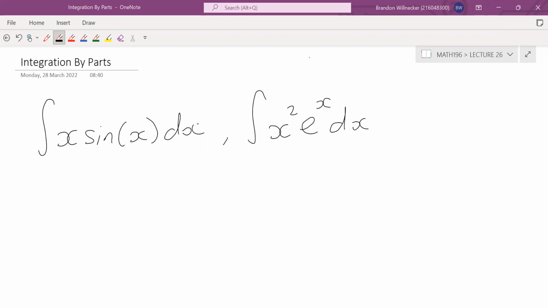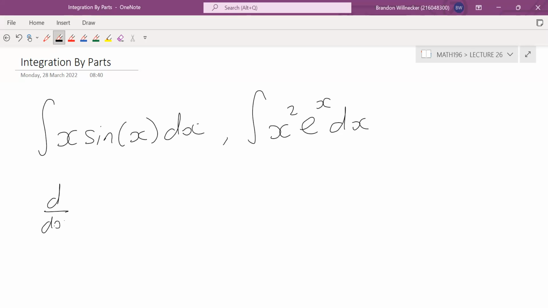With the standard power rule or the U substitution, we can't do things like this, so we need to come up with a new technique to handle these problems. Since we're dealing with the product of two functions, we're going to come up with this technique starting with the product rule from derivatives. So remember, the product rule was something like this.